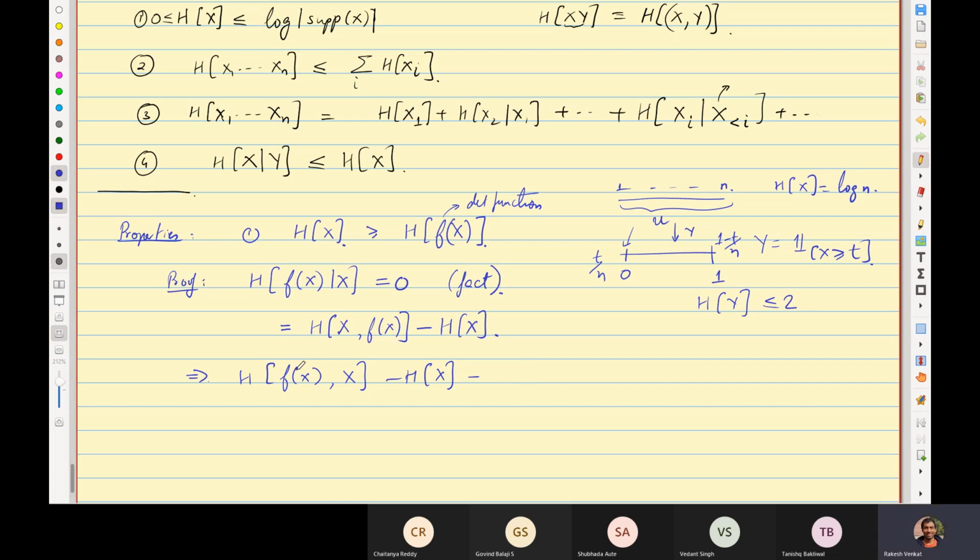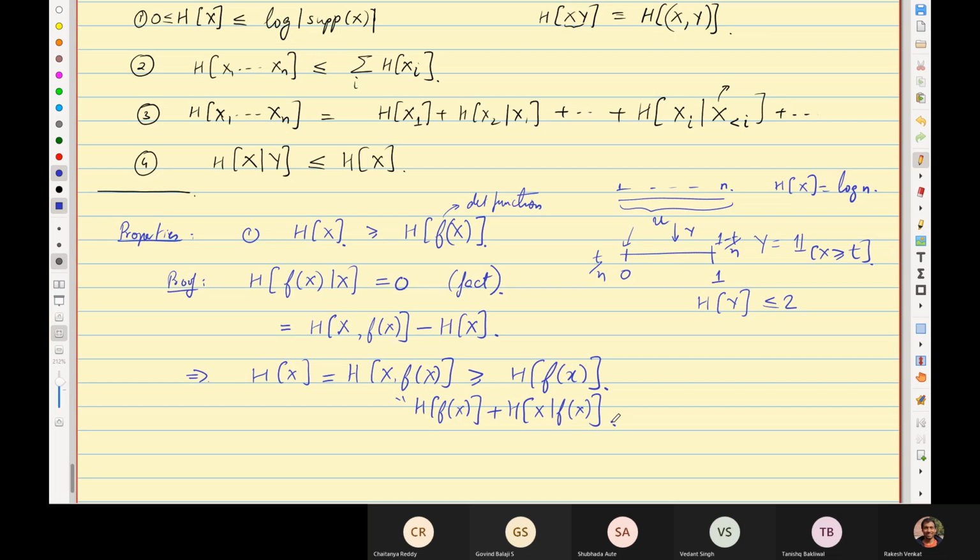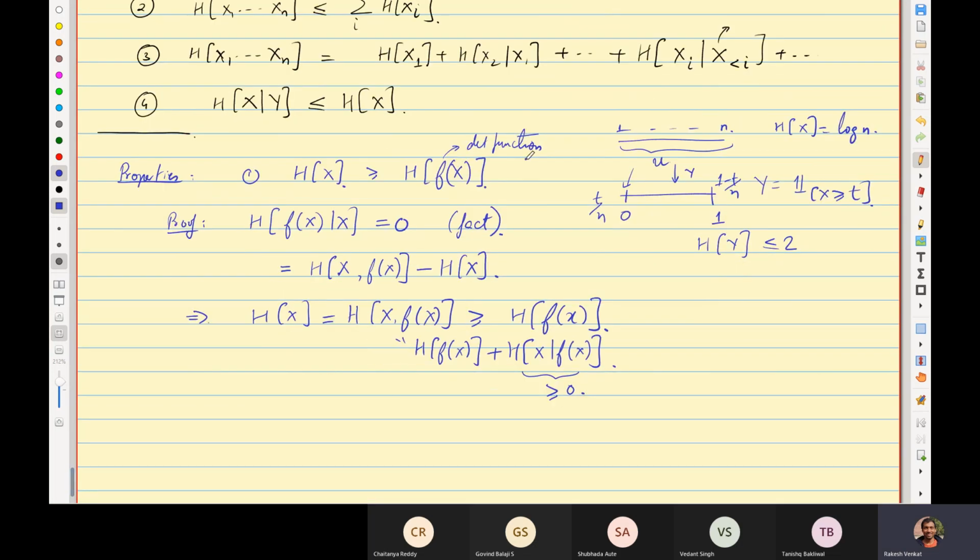Okay, sorry. This is equal to 0. I don't need to transpose anything. So you just get that h of x is equal to h of x comma f of x, and this is greater than or equal to h of f of x. Because this is also equal to, by chain rule, h of f of x. So basically, we're using chain rule in two different ways. And this thing is non-negative. So this is quite an intuitive property.